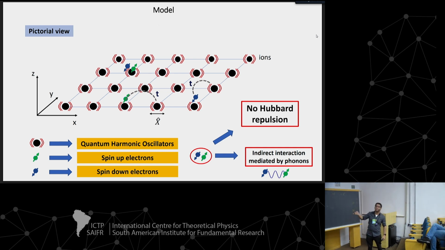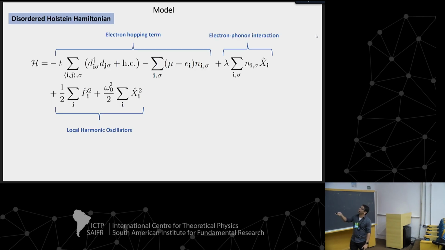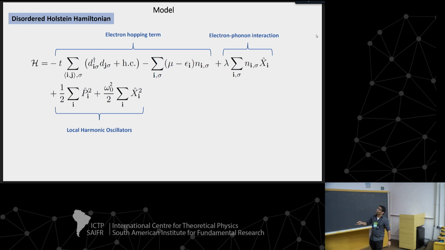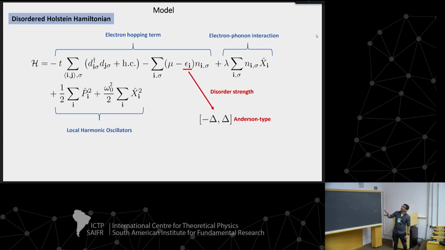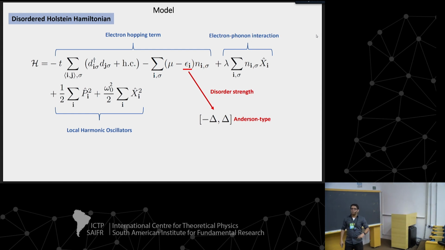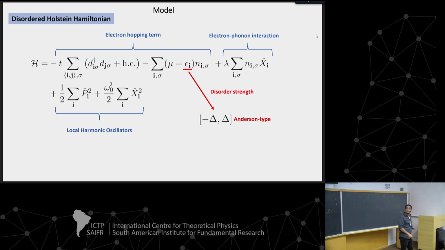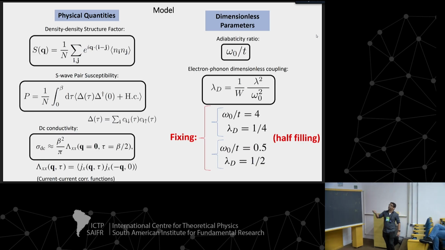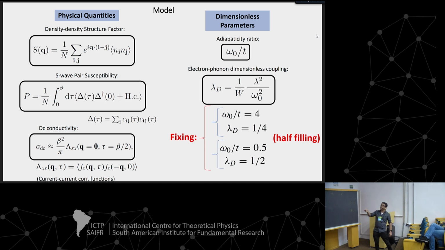So I don't have a Hubbard interaction, just electron-phonon interaction. This is my Hamiltonian. But what I will do additionally is put an Anderson-like disorder in this term, and I will look at what happens with my long-range order. Since I'm interested in charge density wave and superconductivity, I have to analyze the charge structure factor, the pair susceptibility, the conductivity, and things like that.